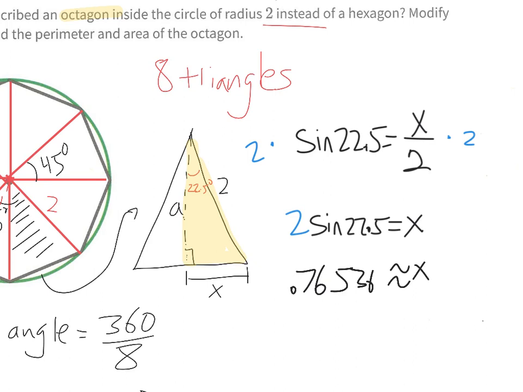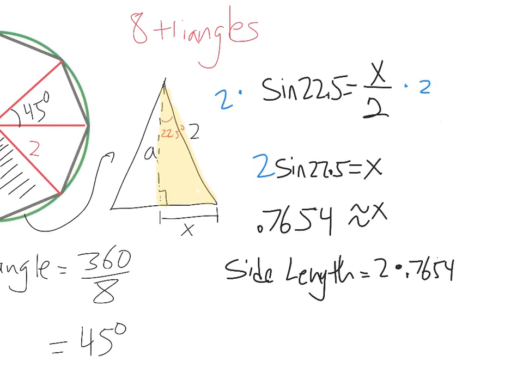Actually, we only need 4 decimal places, so let's round that off to 4. All right, so we know the side length is going to be double that half side, so 2 times 0.7654. And that's going to give us a side length of 1.5307.